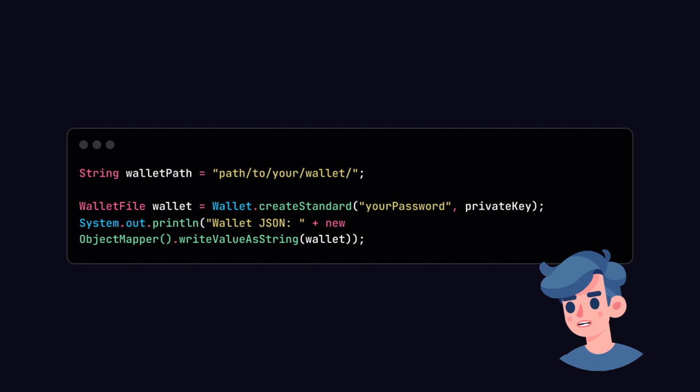Next, we will enhance our program to verify its workflow by creating a wallet file. This file will allow us to securely store our private key. With Web3j, this is just a couple of additional lines. We will make use of the Wallet class.